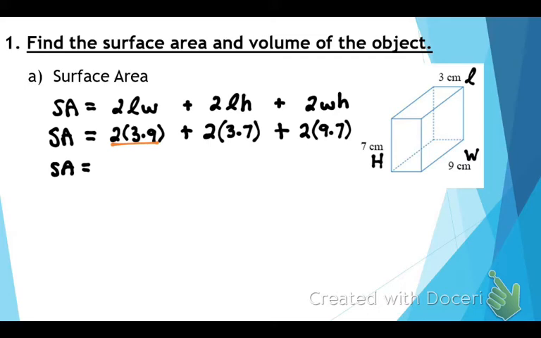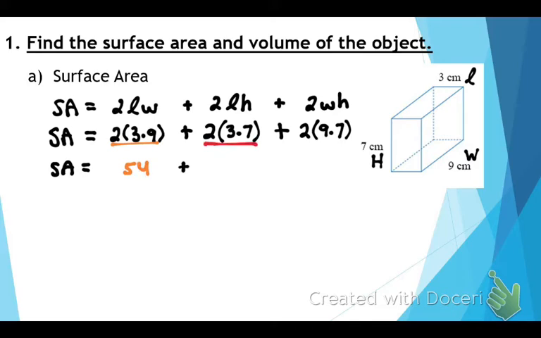Kyla, what is that first part that I underlined there? 2 times 3 times 9. 2 times 27. What is 2 times 27? 54. 54, there we go. Then let's go on to the next one.